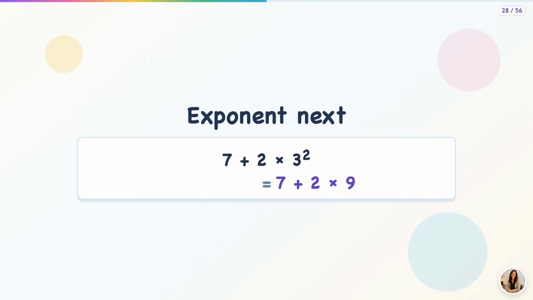Step 2 is the exponent. 3 squared means 3 times 3, so it equals 9. We replace 3 squared with 9 and leave the rest unchanged.